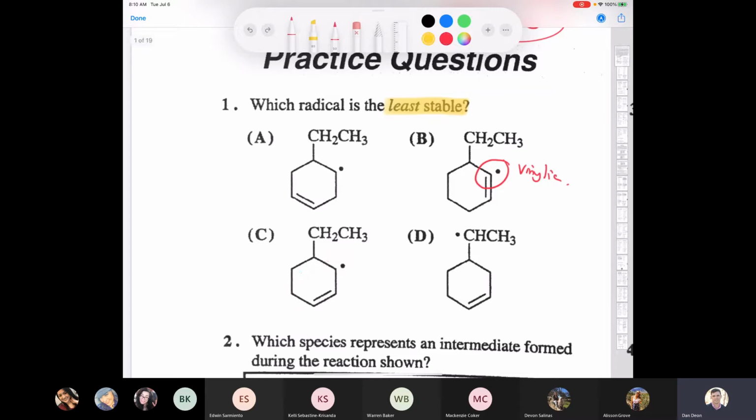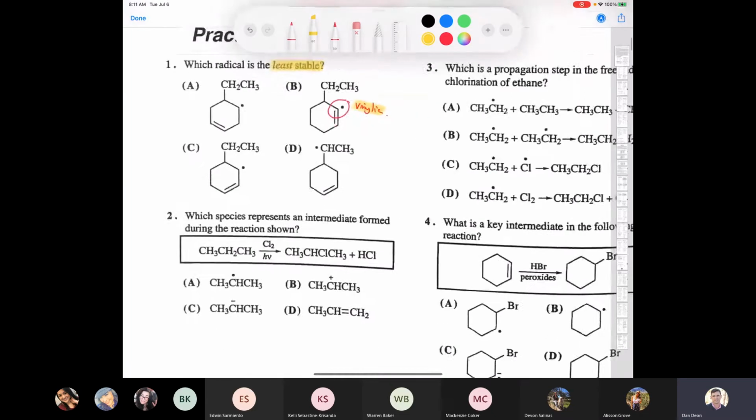But again, we're never going to see a vinylic radical in organic chemistry because they are so unstable. So it's something that all students should be able to recognize. It's like a vinylic carbocation. You're never going to see that either. All right, let's move on to question 4.